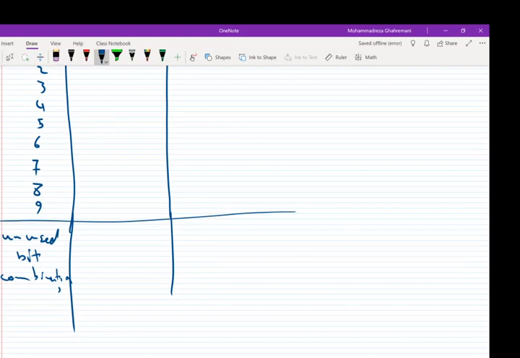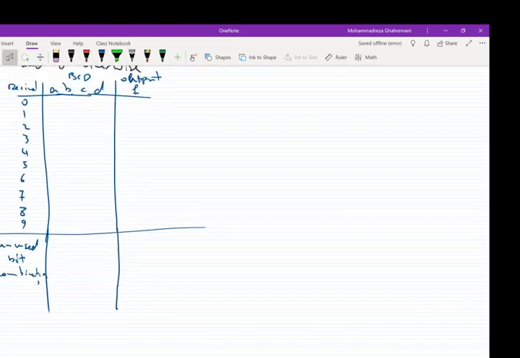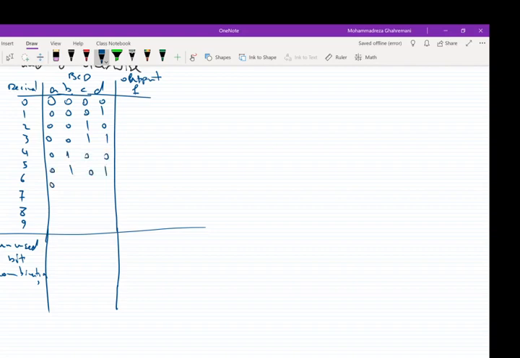Okay, so let's see. We have 0000, 0001, 0010, 0011, 0100, 0101, 0110, 0111, 1000, 1001. These are for the digits from 0 to 9.